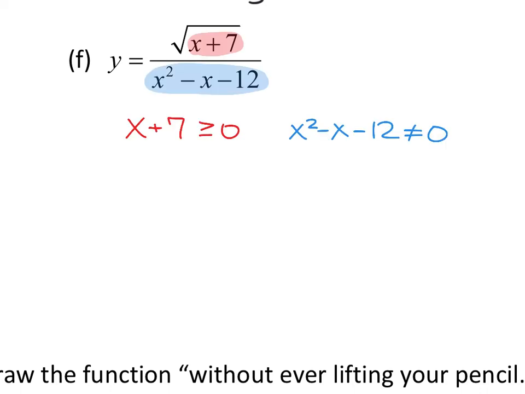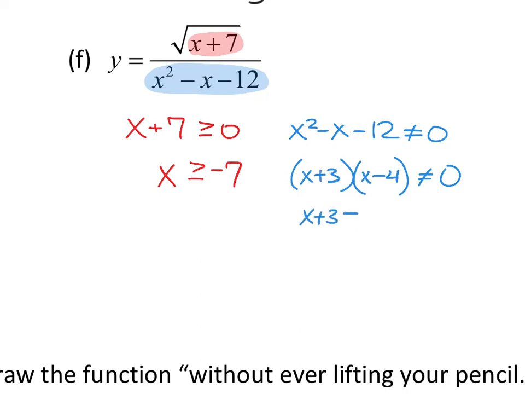The x plus 7, since it's part of the radical, it's the radicand, has to be greater than or equal to 0, and the entire denominator cannot equal 0. Both of these we can solve pretty quickly. So we would subtract 7 from both sides. We'd factor this. It factors out to x plus 3, x minus 4, which means x plus 3 can't be 0, and x minus 4 cannot be 0. So x can't be negative 3, and x can't be 4.